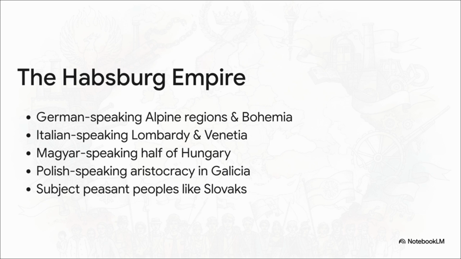It was incredibly diverse. You had German-speaking Alpine regions living right alongside Italian-speaking provinces like Lombardy and Venetia. In Hungary, half the population spoke Magyar, while the other half spoke various dialects. Over in Galicia, the aristocracy actually spoke Polish. And all around them lived subject peasant peoples, Bohemians, Slovaks, Croats.